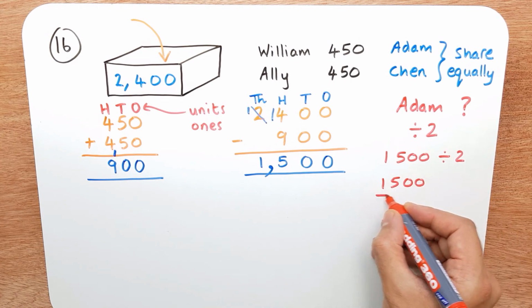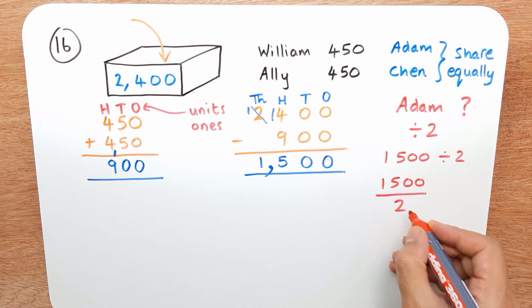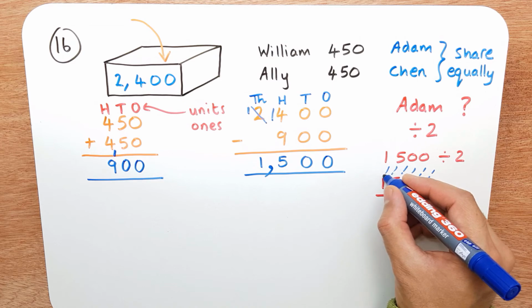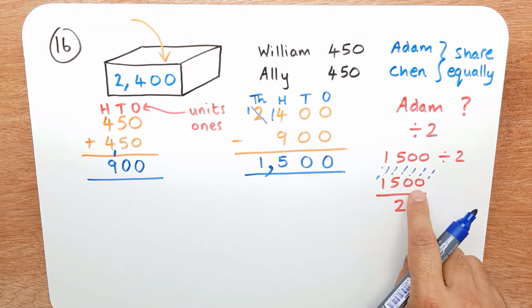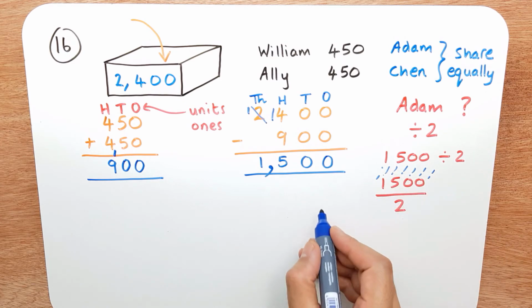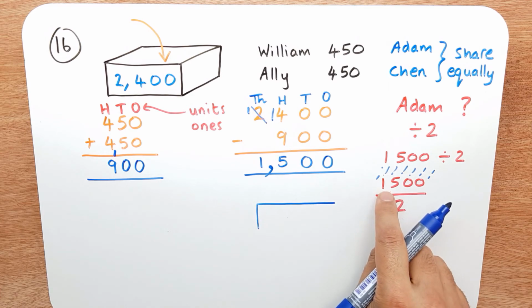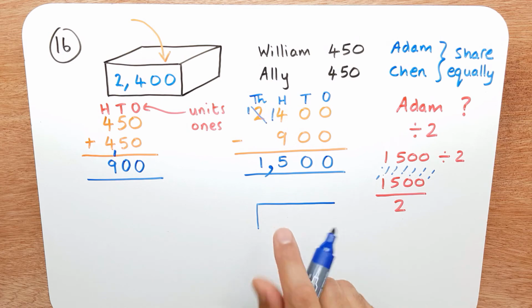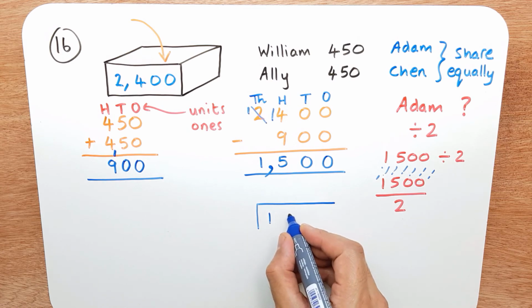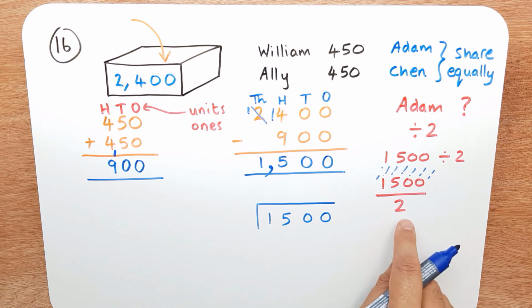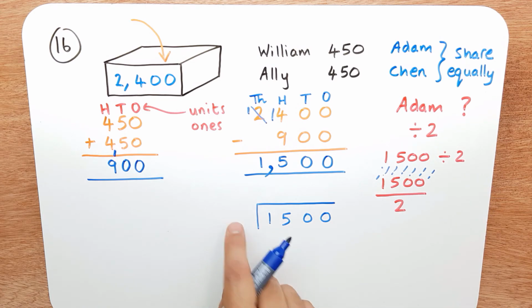1,500 divided by 2. It's raining, and 1,500 is getting wet, so I'm going to build a bus shelter. Let me build it here. And 1,500 has to go inside to stay dry. 1,500. And then the 2 has to go outside. So now this is our calculation.